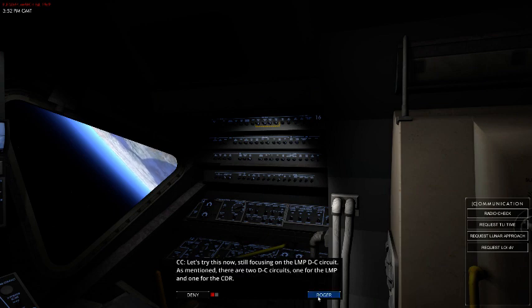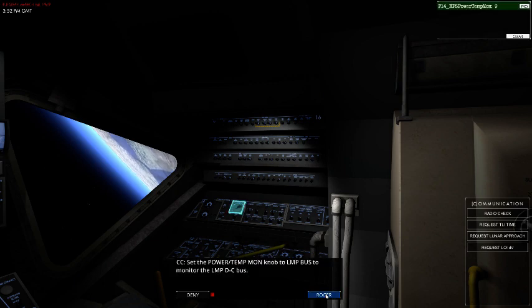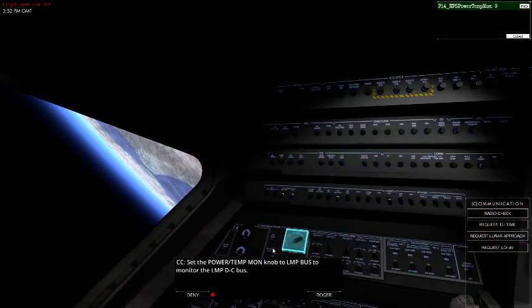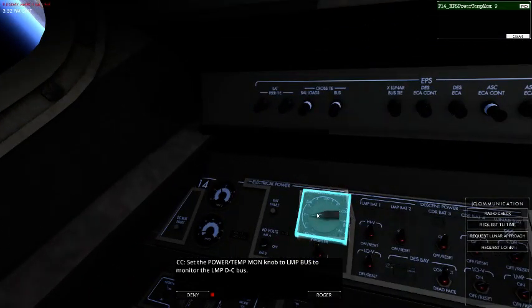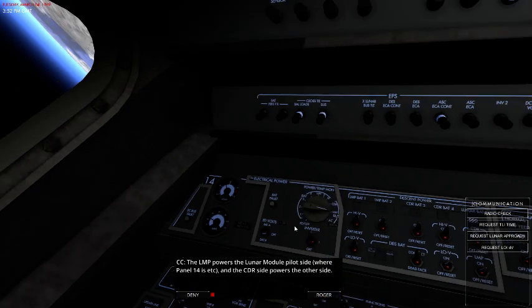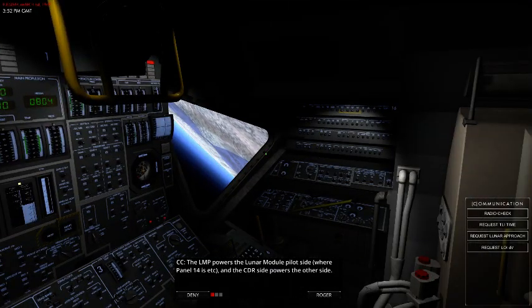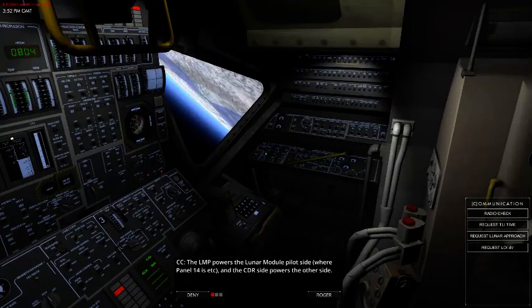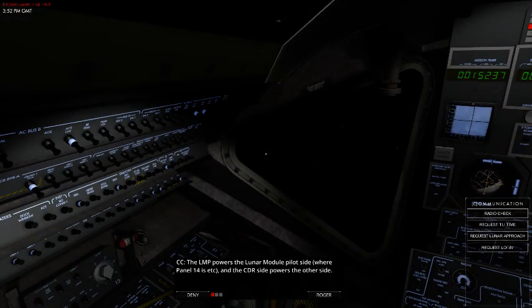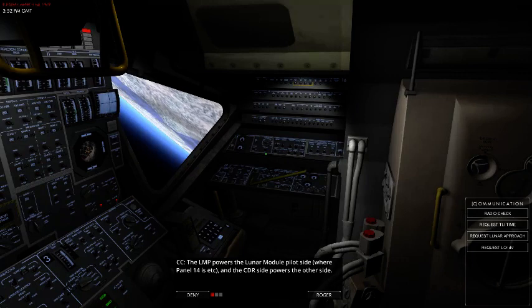So try this now, still focusing on the LMP DC circuit as mentioned. There are two DC circuits, one for the LMP and one for the CDR. So set the power to LMP bus, okay. So the LMP powers the lunar module pilot side where panel 14 is. And the CDR powers the other side. Ah, sorry, commander's side, that's where this one is. And that is the pilot side, okay.